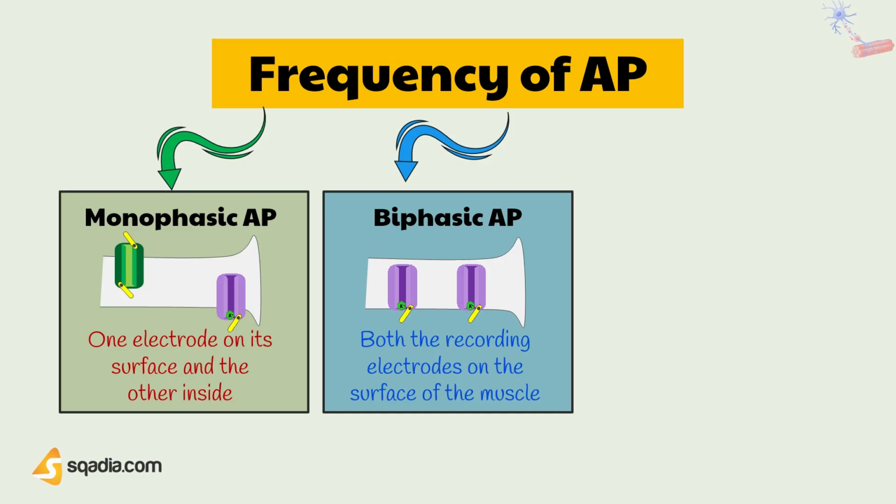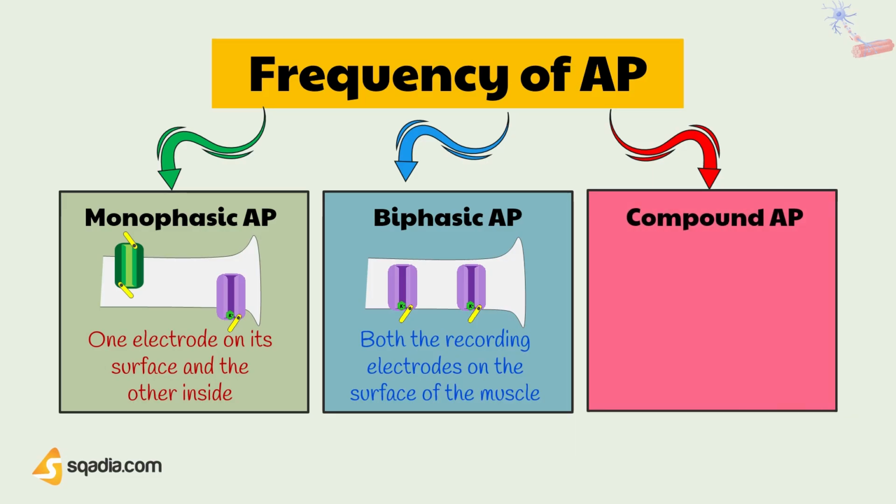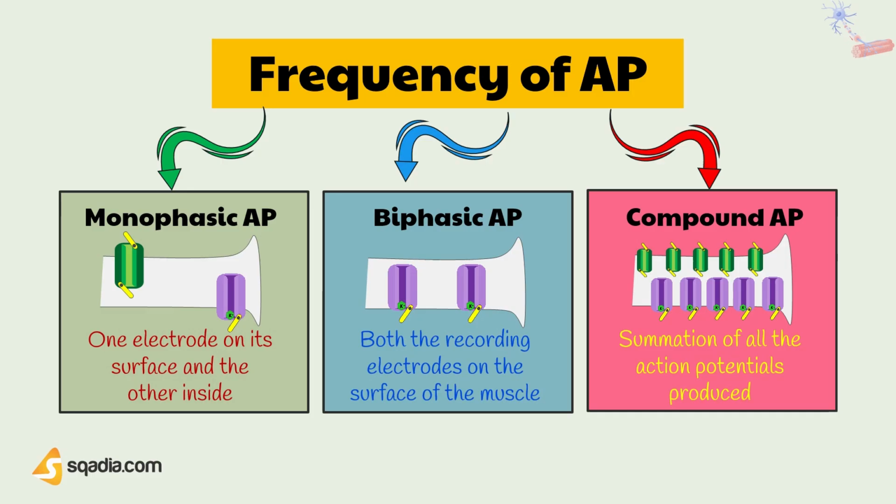Let us move towards the third type of frequency of action potential, which is compound action potential. It is usually the summation of all the action potentials produced inside a muscle fiber. The electrodes are also situated the same as in monophasic action potential, but this time all the action potentials that are going on inside the muscle fiber are measured. So that is why this is known as compound action potential.